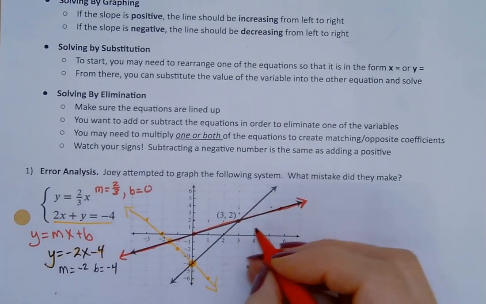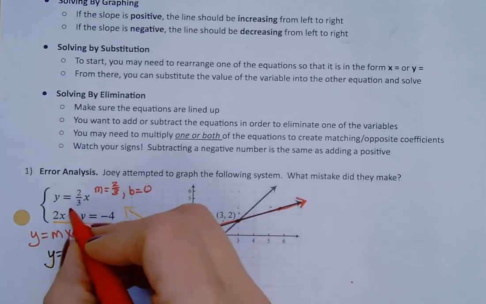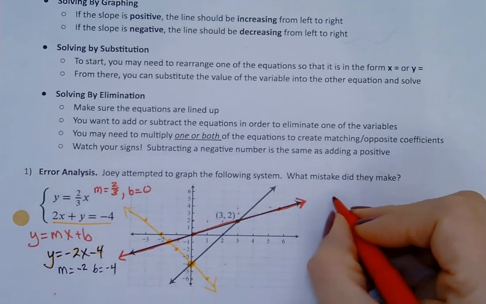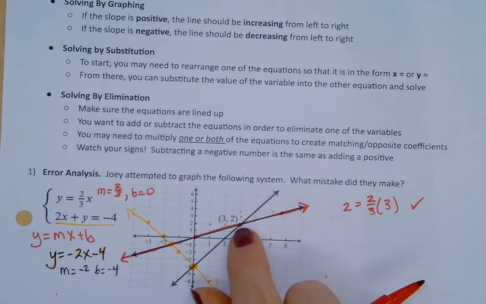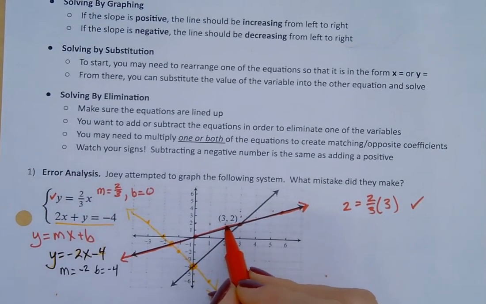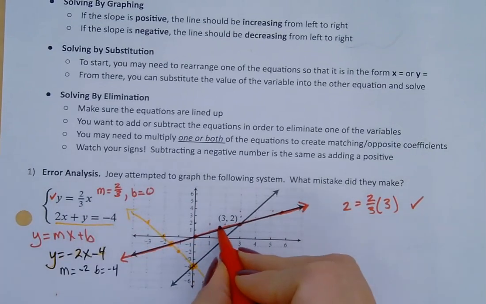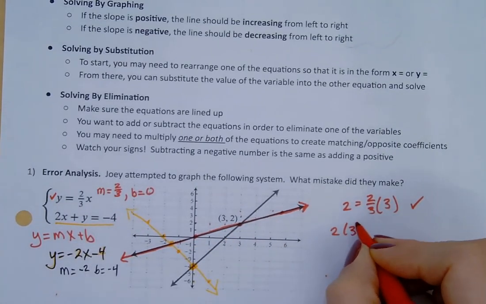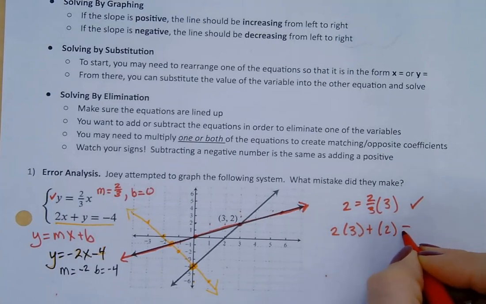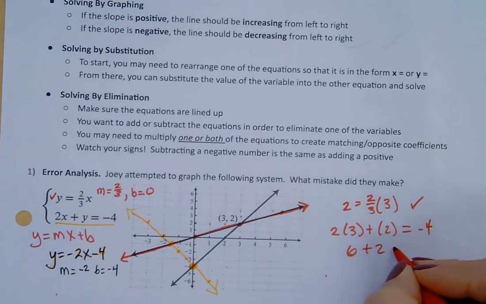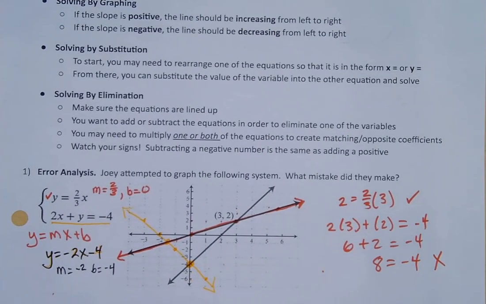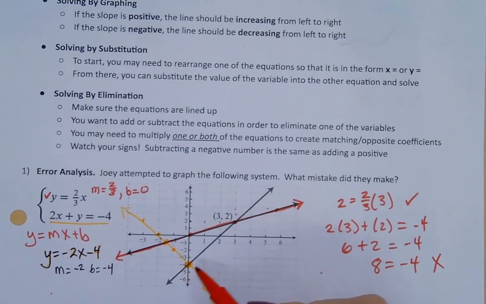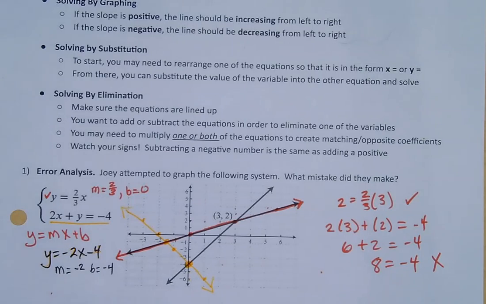I know it's not the correct answer because if I were to plug in x equals 3 and y equals 2 in this first one, 2 equals 2/3 times 3, that's true, right? So my first equation does work with that ordered pair. But my second equation, if I plug in x equals 3 and y equals 2, you see this does not work, right? Because 8 does not equal -4. And so you know already that the ordered pair doesn't work for both of those equations. The issue is that Joey accidentally graphed that second line incorrectly.